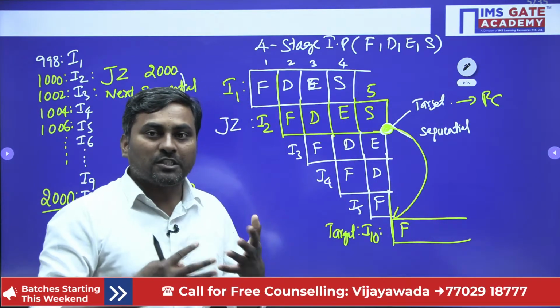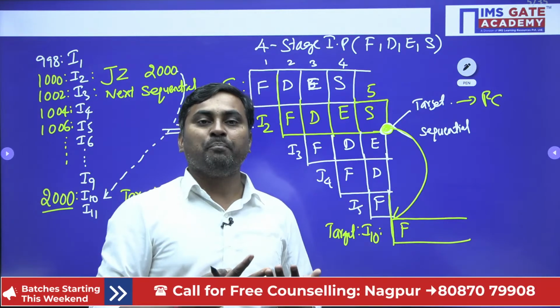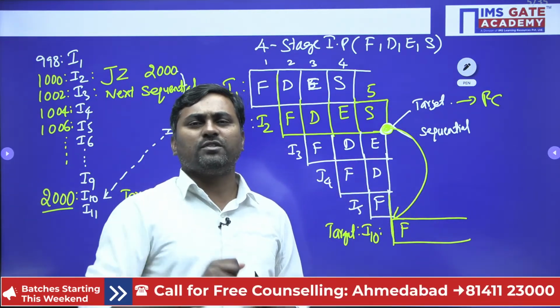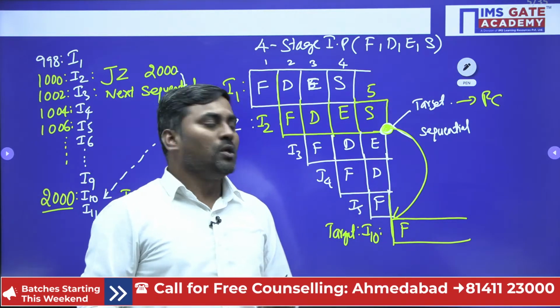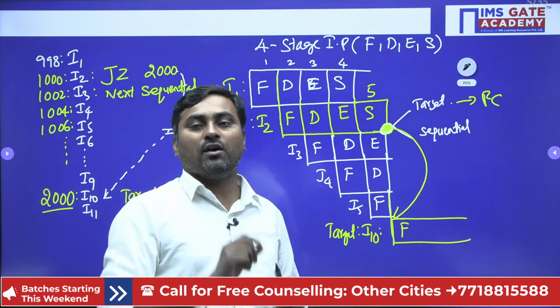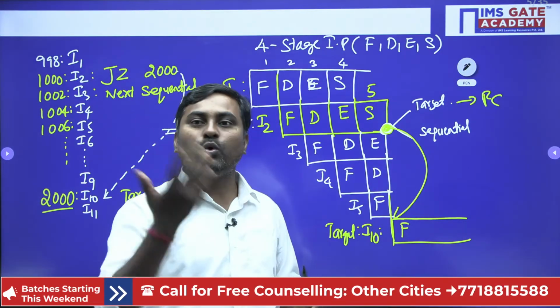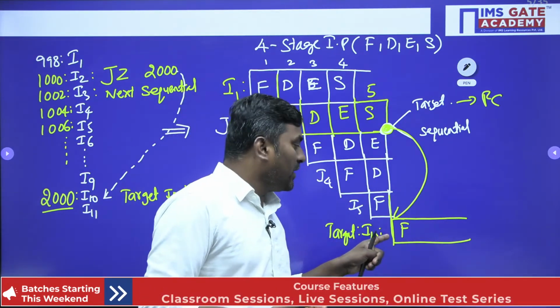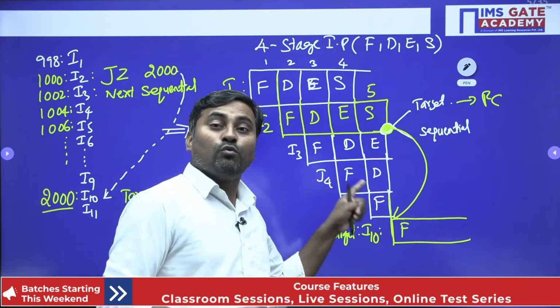As per the semantics of the program, if the condition is true, you have to run the target instruction only. If the condition is false, you run the sequential instruction. Here the condition is true, so I3, I4, I5 should not run at all. But what happened? The pipeline already got loaded. Now, when you jump to fetch I10, you have to flush out the pipeline.